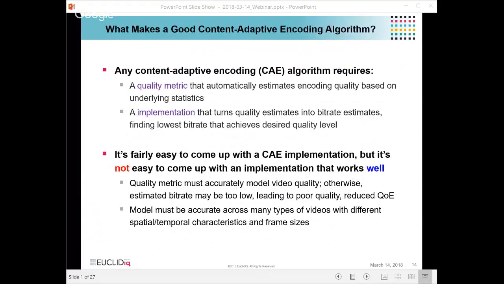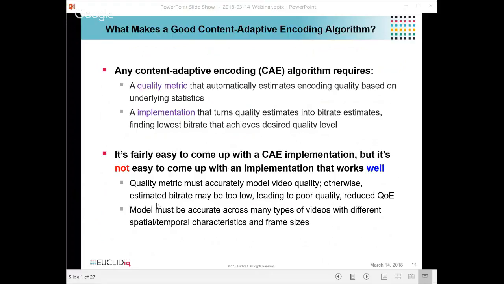Before I describe SABRE, let's talk about what makes a good content adaptive encoding algorithm in general. Any content adaptive encoding, or CAE, algorithm requires two components. First, a quality metric that automatically estimates encoding quality based on underlying statistics in the video. And second, an implementation that turns those quality estimates into bitrate estimates, finding the lowest bitrate that achieves the desired quality level for maximum bandwidth savings. Now, it's fairly easy to come up with a working CAE implementation, but it's not easy to come up with an implementation that works well.